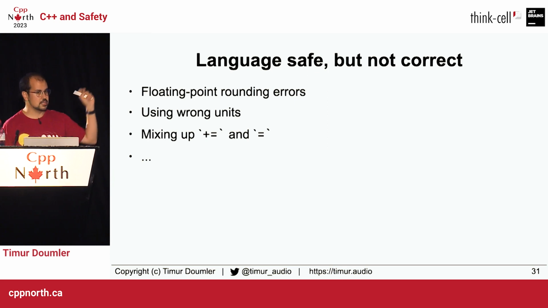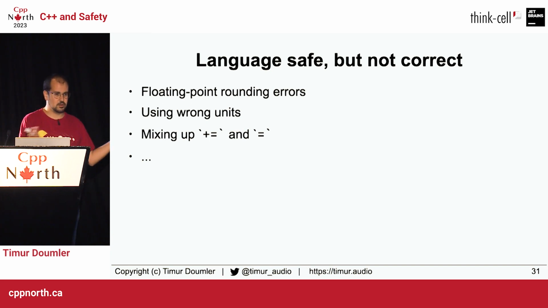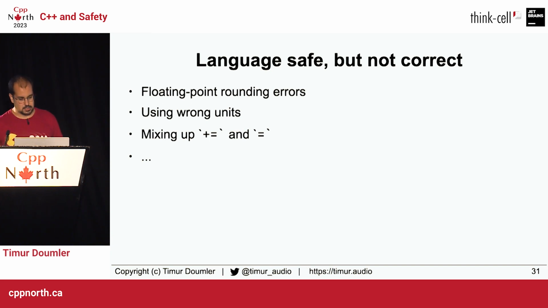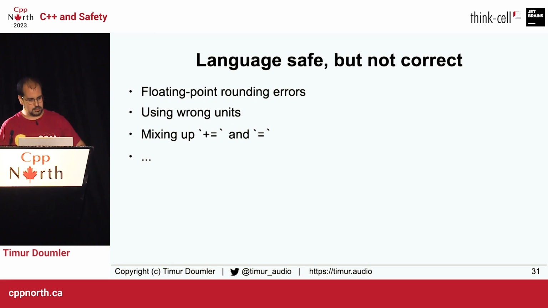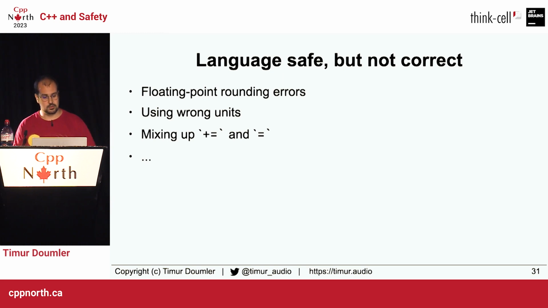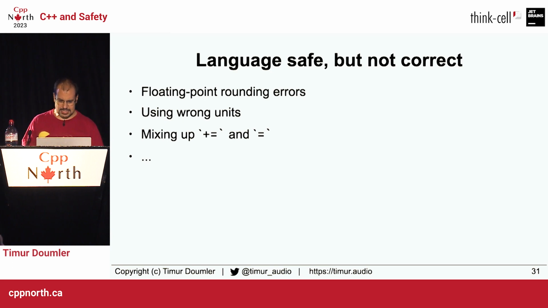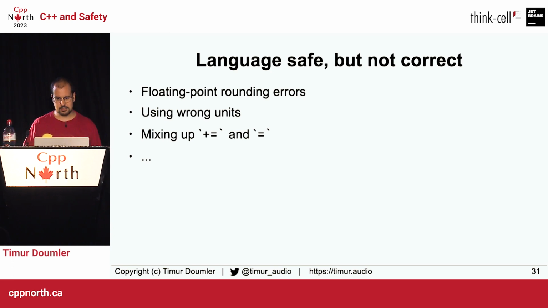Mixing up plus-equals and equals is also something that no compiler is going to tell you, because how is the compiler going to know what you mean? But it's a thing that you can get wrong. So, there are things you can use to mitigate that. You can do testing. You can do design by contract, which is something we're going to talk about on Wednesday. There are languages like Ada, which help you do this a bit better than C++. But this has nothing to do with undefined behavior.